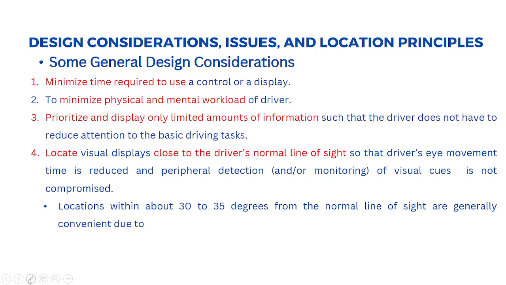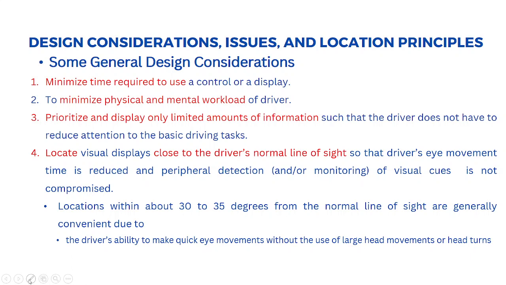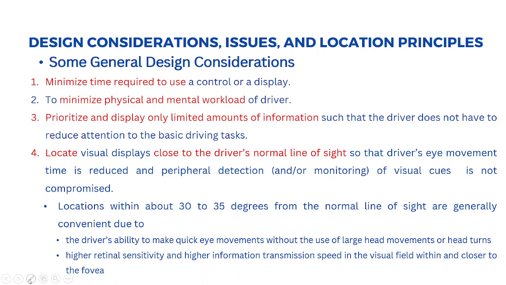Ergonomically, it should be within about 30 to 35 degrees from the normal eye line, which we have seen in the location of controls and displays. The key term here is the driver's ability to make quick eye movements without large head movements. You can visualize somewhere around 30 to 35 degrees around your eye line. If you place a control within that region, you don't have to make any head movements. That is important, as there is higher retinal sensitivity and higher information transmission speed for visuals closer to the fovea. All these things we need to consider while designing controls and displays.